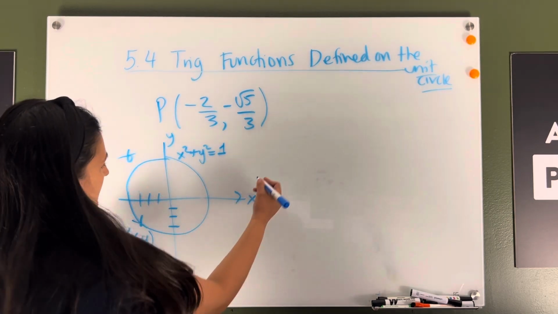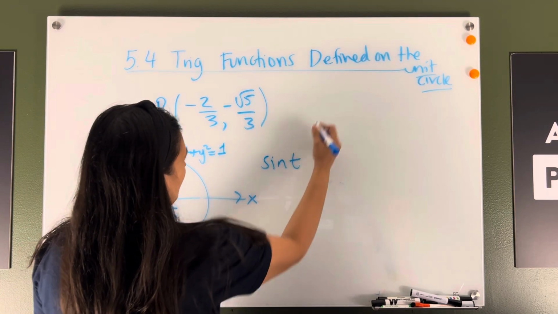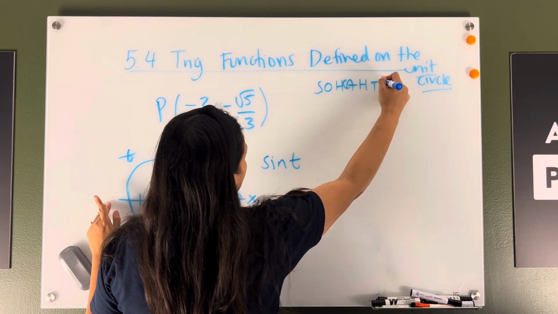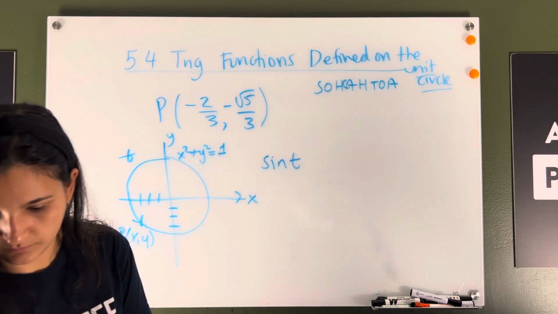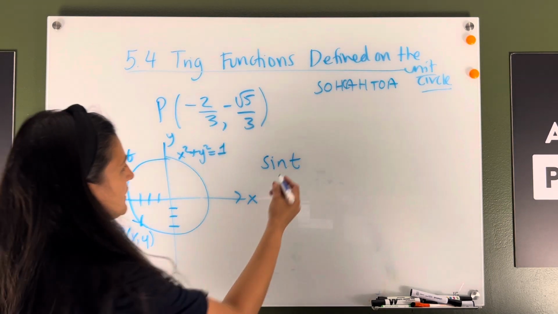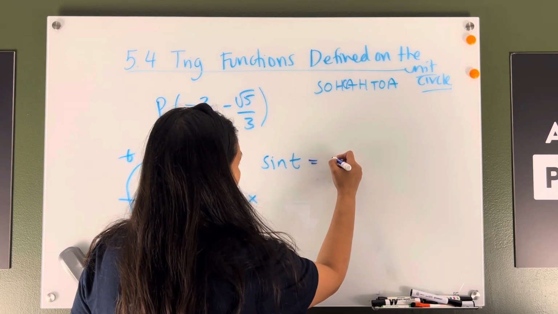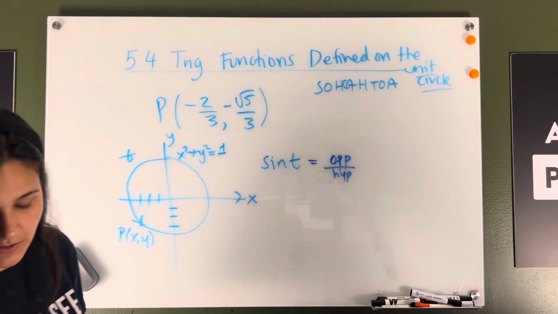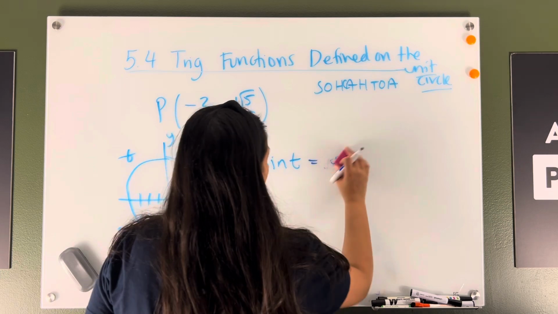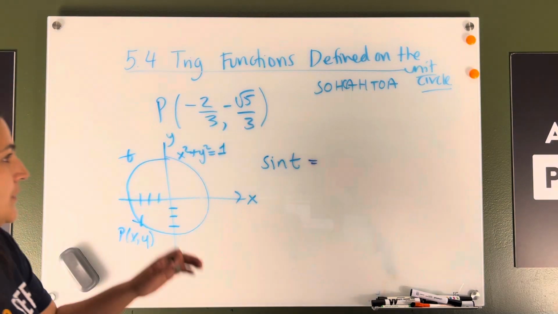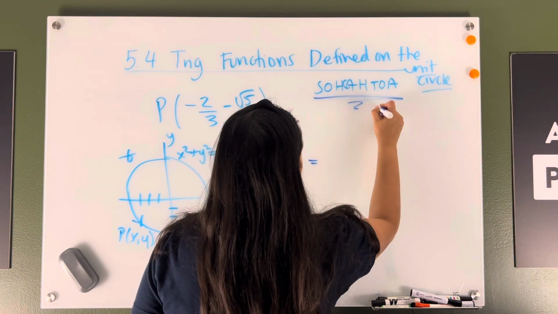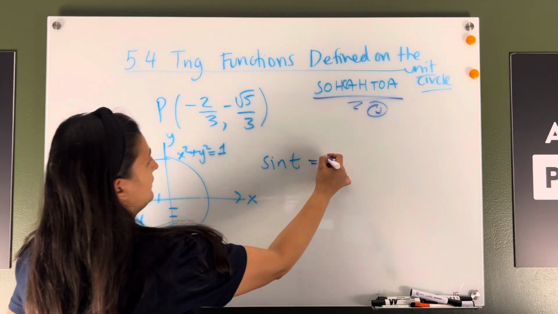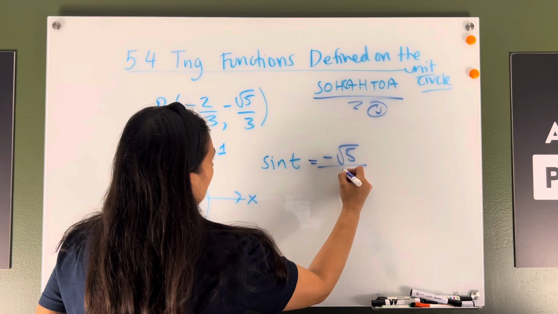Okay, so first we're gonna find the sine of t. Go back to SOHCAHTOA. Sine of t is opposite over hypotenuse. But instead of going back to that, we're actually just gonna do the y value. It's always good to have that just in case though. So what is the y value of this point? Negative square root of 5/3.